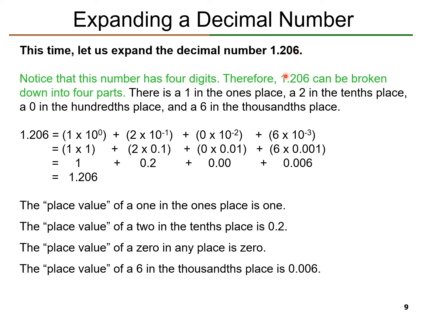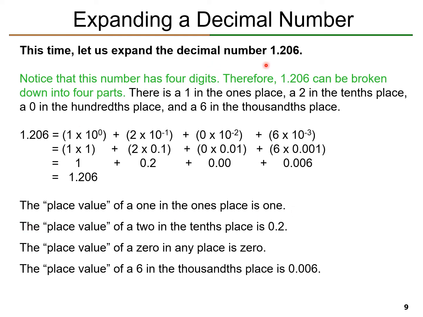What about this 0 here? The 0 here is in the hundredths place. The hundredths place is 10 to the power minus 2, which is the same as 0.01. So 0 times anything is 0. And what about the 6 here? The 6 is in the thousandths place, which is equal to what? 10 to the power minus 3, which is equal to what? 0.001. 6 times 0.001 is 0.006.